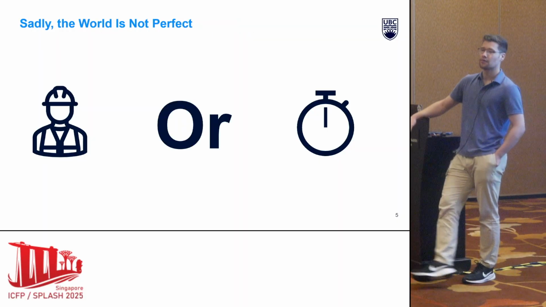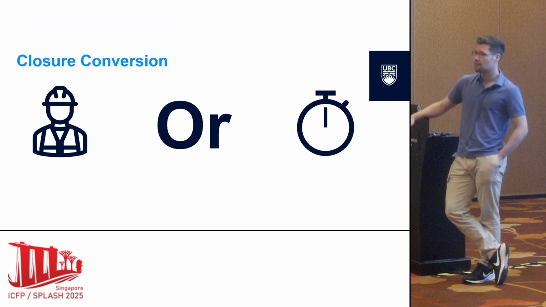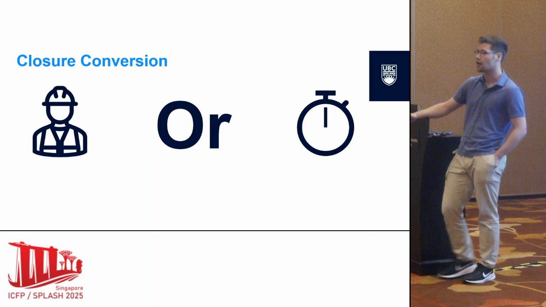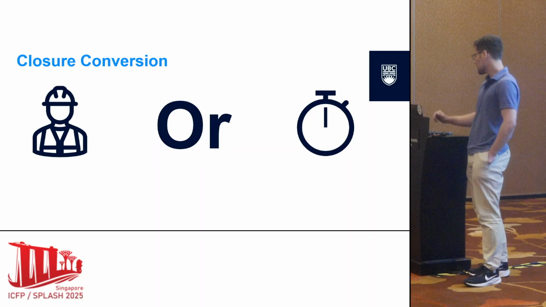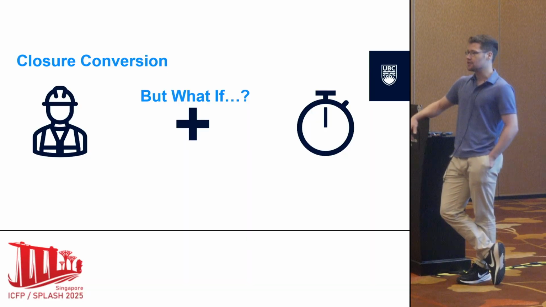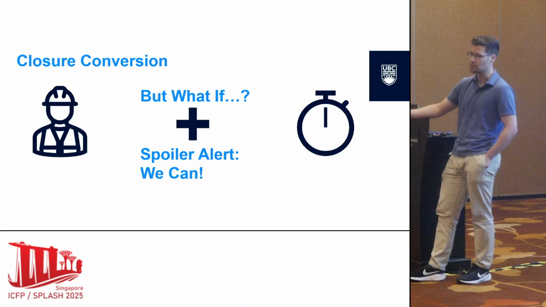Unfortunately, we don't always have that. And as you may have guessed, what I will be talking about today is that in closure conversion, we don't have both of these. The state of the art for typing closure conversion does not permit common closure optimizations. And that makes me sad. But what if I didn't have to be sad? What if we could type these optimizations? And yeah, that will be this talk.